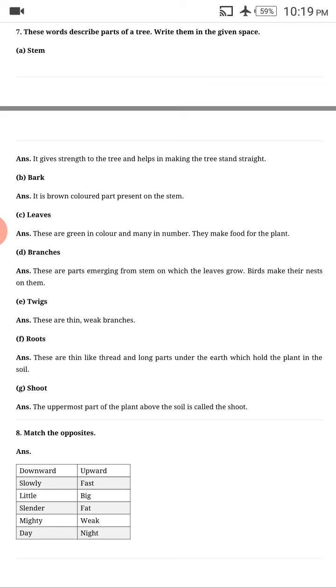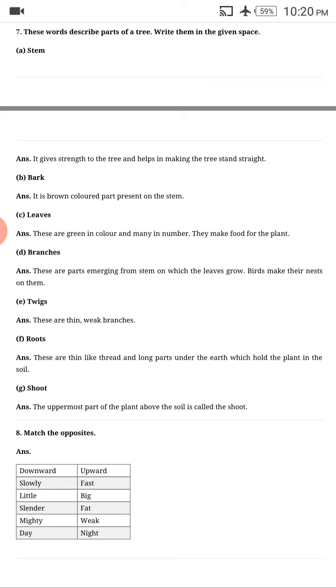So under the soil, the parts like a thread we call roots. Shoot, the uppermost part of the plant above the soil is called the shoot. The shoot, the uppermost part of the plant, right? So it's a shoot. Now you have to match the opposite words.